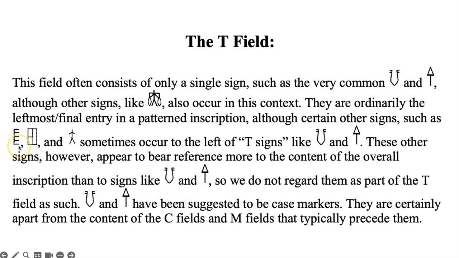And it's not found ordinarily on seals, very occasionally on seals, but it's mostly found on little tiny tablets that don't have field figures. All right. So anyway, these two have been suggested by others to be case markers. I don't necessarily agree with that. In fact, further on in this study, we're going to see that there's ample grounds for believing that they're anything but case markers, something very distinct from that. But they're certainly apart from the content of the C fields and M fields that typically precede them. So much for T fields.